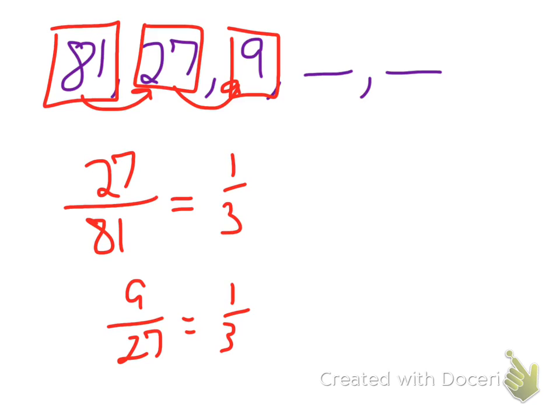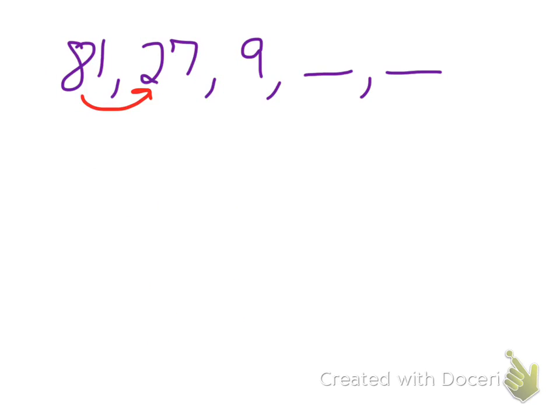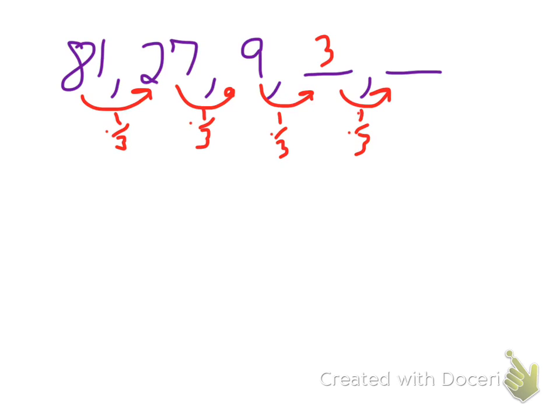So I know it seems like the same thing as dividing by 3, but we always want to think of geometric as having a multiplier. In this case, our multiplier is 1/3. So now if I'm multiplying by 1/3 and multiplying by 1/3, that means multiplying by 1/3 here will give me 3, and multiplying by 1/3 here will give me 1.